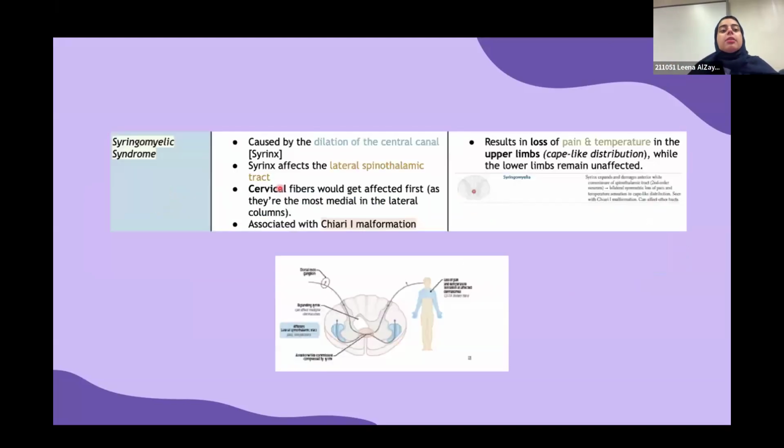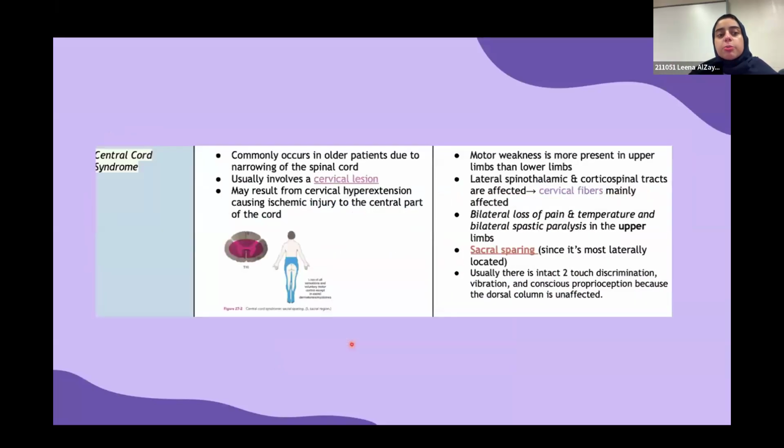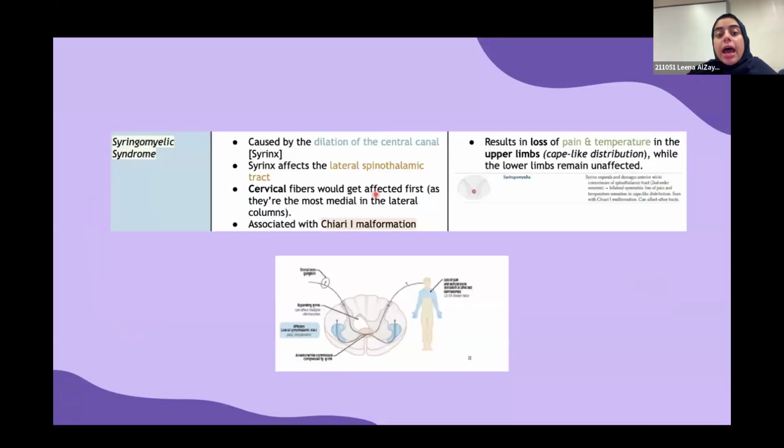Okay. Then you have syringomyelotic syndrome. Syringomyelotic syndrome is dilation of the central canal, okay? And it's dilation due to excess CSF. I want you guys to differentiate between central canal syndrome, which is ischemia. You're actually having ischemia and hyperextension injury. And over here, you're having too much CSF. So you have to differentiate the reasons, okay?